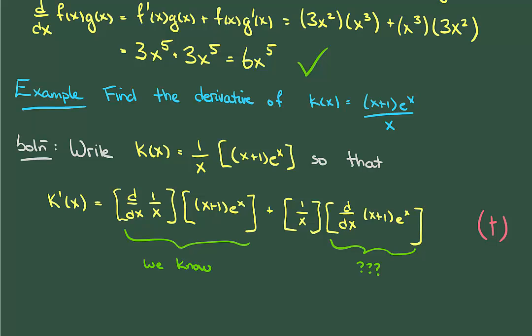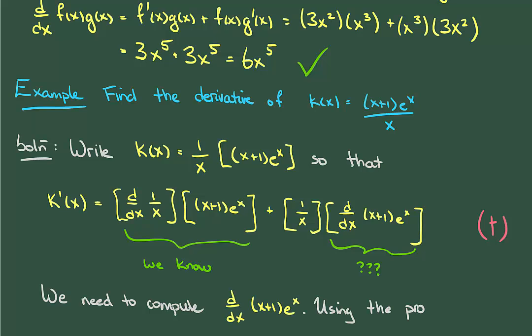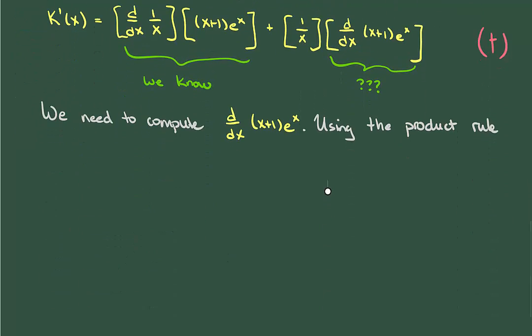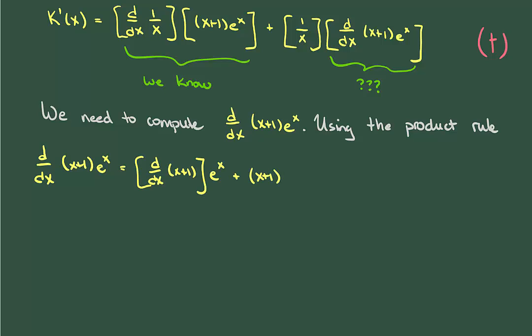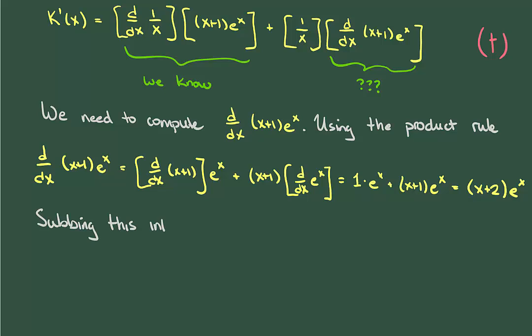Now we need to compute the derivative of x plus 1 e to the x. And luckily we can do that with another application of the product rule. Okay, so again, instead of naming these functions, I'm going to write out the product rule just using the derivative operator. These derivatives are pretty quick to find. And if we want, we can factor out this e to the x and write it as x plus 2 e to the x. So let's plug that back into dagger at the top of the screen.